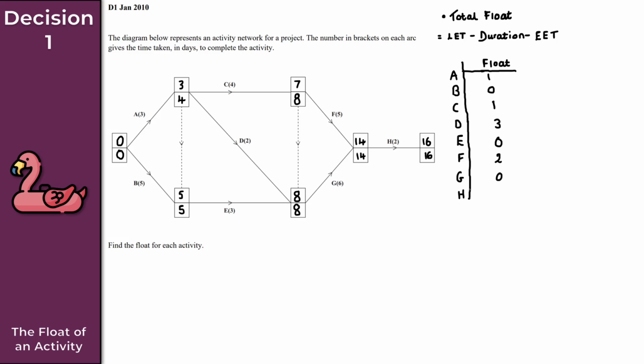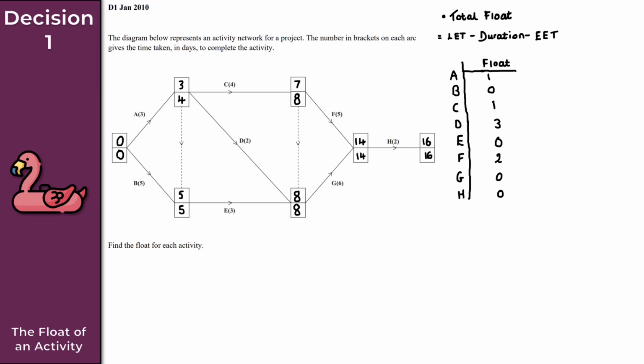And then finally, for the very last activity here, activity H, so my late event time here is 16. So 16 minus the duration, which is 2, that gives me 14, minus the early event time of 14. So 14 minus 14 is 0. And again, activity H here is also a critical activity.